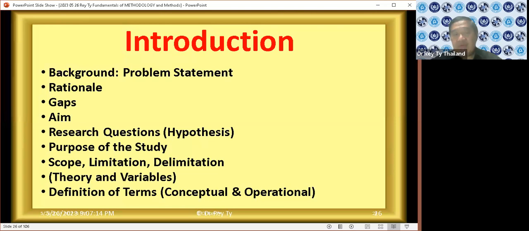And then some have requirements for scope, limitation, delimitation. For qualitative paper, theories are optional. It depends on the faculty, the department, the college, many factors. But for quantitative, you're required to have a theory. And definition of terms depends also on the journal, your faculty, your professor, your college or university, your country. But for quantitative paper, they want to see both conceptual definition, which is the abstract definition from dictionary, and operational, like what are you really studying?